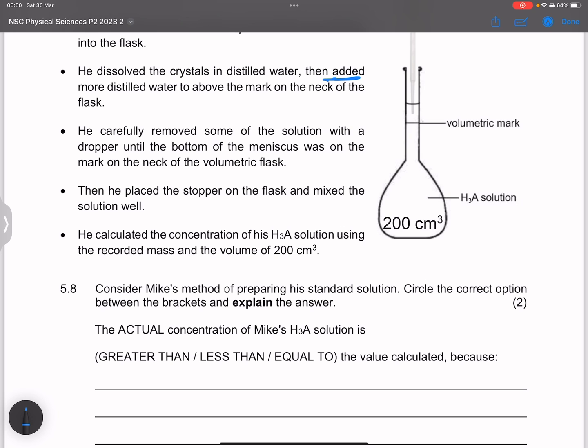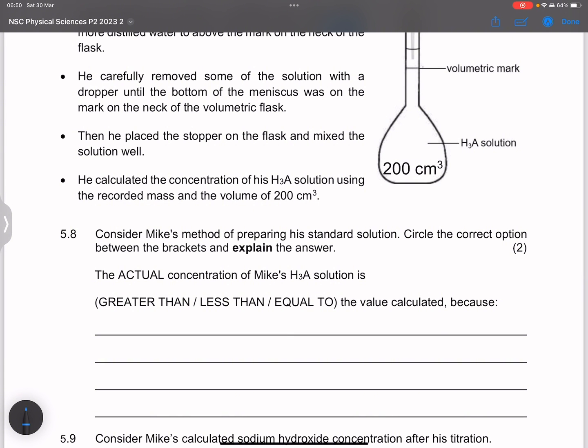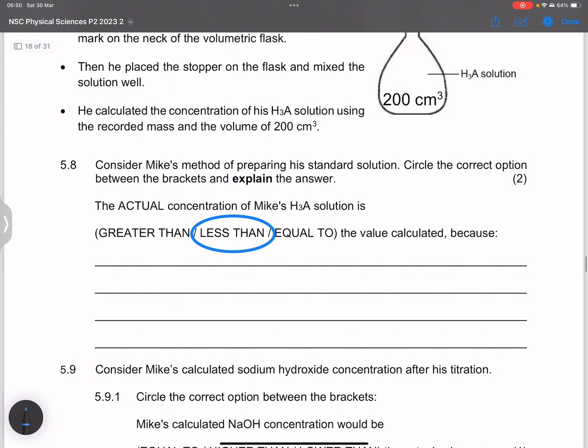Okay, so when we look at what Mike did, they say the actual concentration in Mike's H3A solution will definitely be less than. Because remember, what did Mike do? He added more water in that case. There was a point where I highlighted that he added more distilled water. So that's the reason why it will be less than. More water was added.